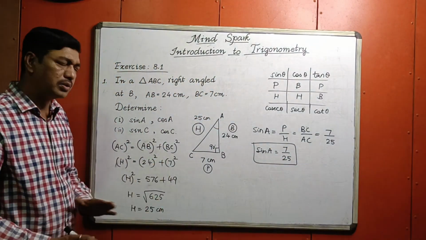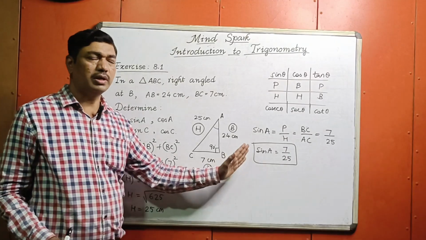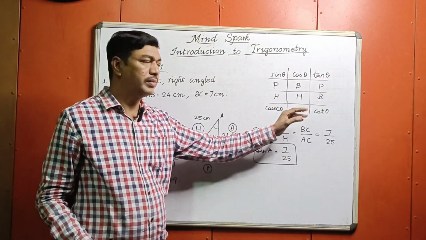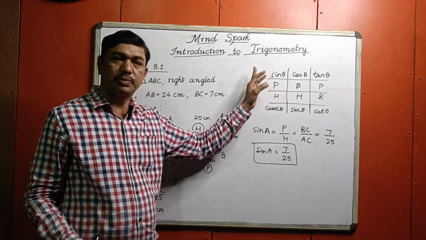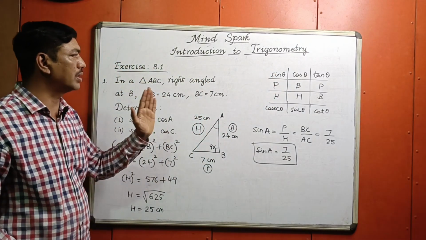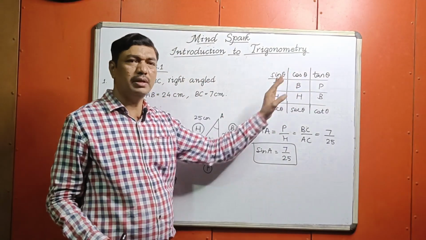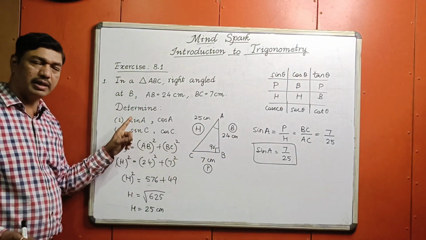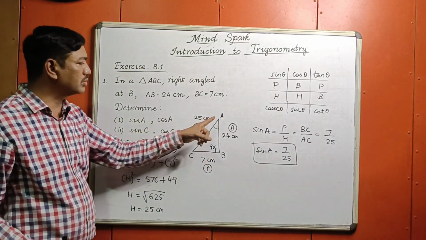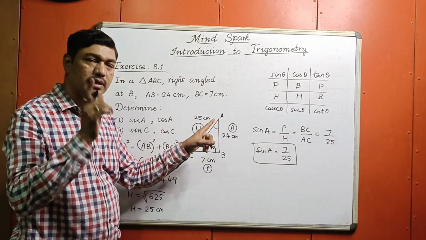Very, very simple. Don't worry about this. You only have to remember the table and the relation. What is sin A? It's perpendicular by hypotenuse. You should remember all this. If you know this table, then you can write. And be careful what angle they are asking. Sin A means you have to concentrate on angle A.